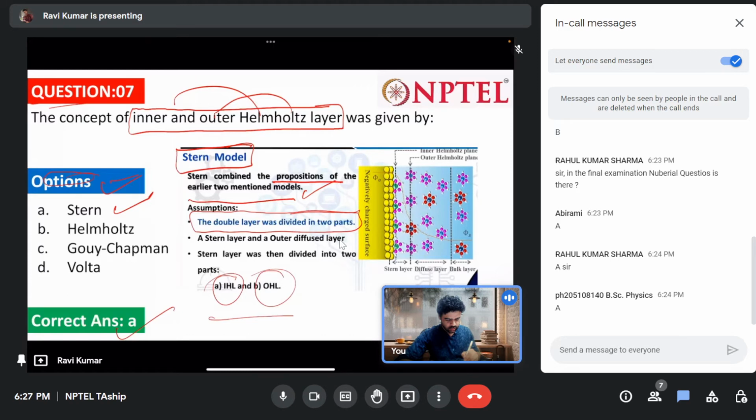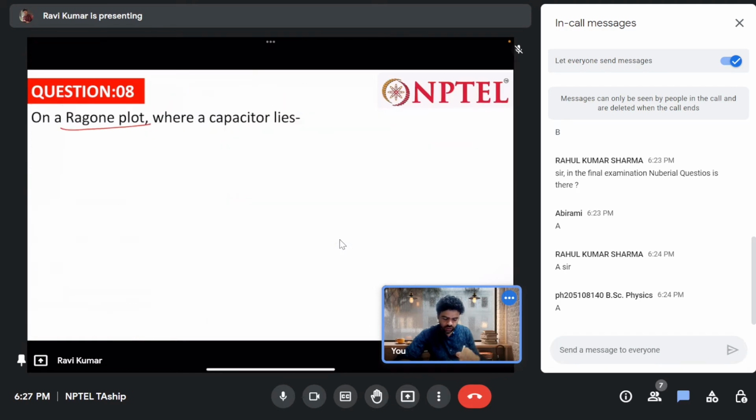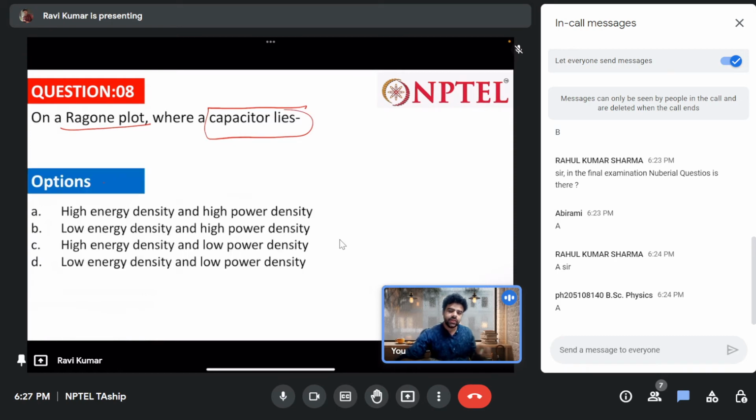Let's move to the next question. It says on a Ragone plot where a capacitor lies, based on the properties. You must know this is a Ragone plot and here we have power density, and here we have energy density.